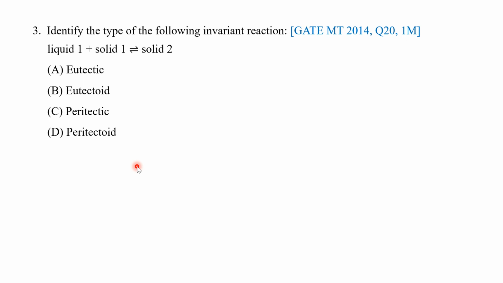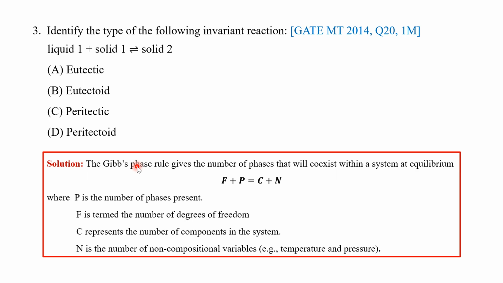So the next question is, identify the type of the following invariant reaction. It was asked in GATE Metallurgical Engineering 2014 for 1 mark. So we know that there are invariant reactions. So how do these invariant reactions come about? We know that the number of degrees of freedom, or the number of phases that can coexist in a phase diagram at equilibrium, is given by the Gibbs phase rule. What is the Gibbs phase rule? F plus P is equal to C plus N, where F is the number of degrees of freedom, P is the number of phases present, C is the components present in the system, and N is the number of non-compositional variables.